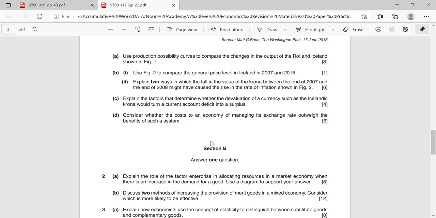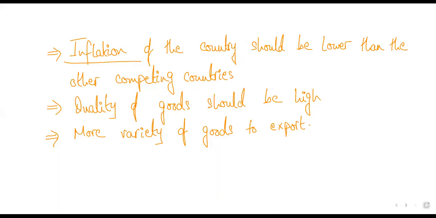Right? Okay. Now, for the last part, consider whether the cost to an economy of managing its exchange rate outweighs the benefits of such a system. Now, that's a very interesting question. Students, I want you to contribute to this question. Technically, the question is asking you about managed exchange rate pros and cons.